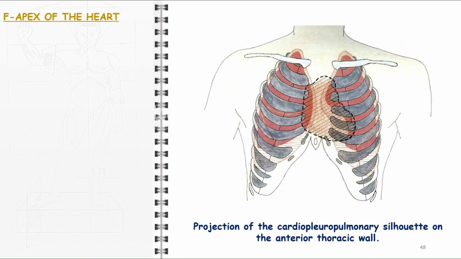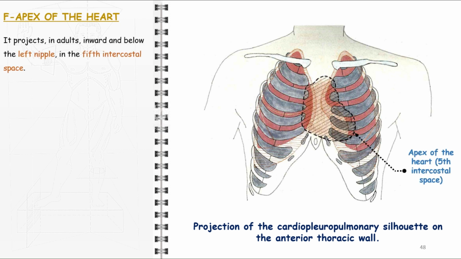When it comes to the apex of the heart, the latter in adults projects inward and below the left nipple in the fifth intercostal space. It is positioned higher in children at the fourth intercostal space and lower in the elderly at the fifth intercostal space.